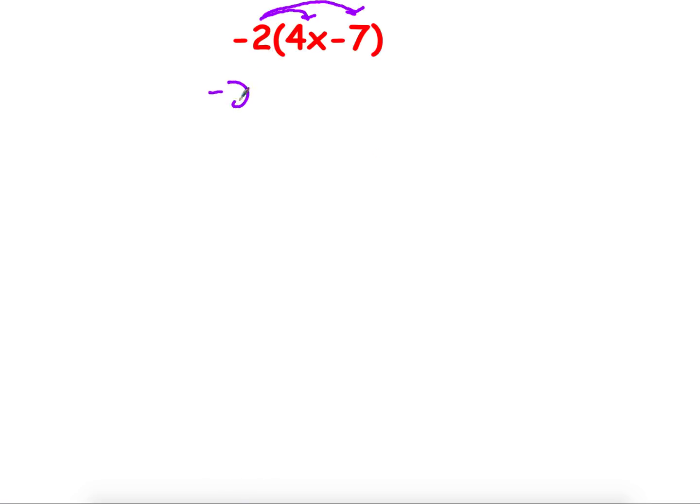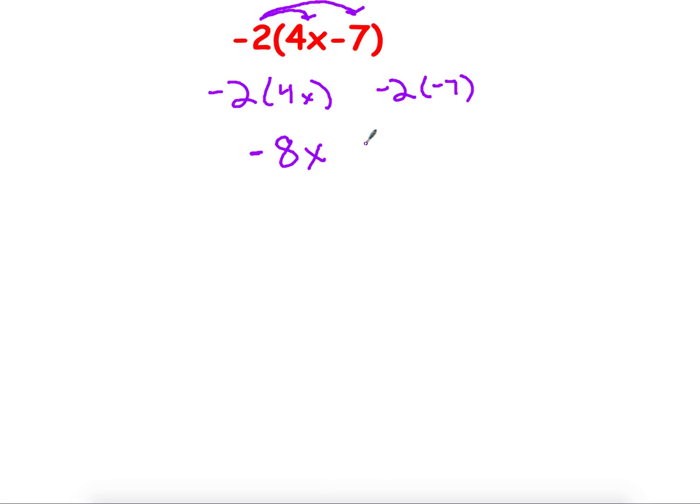So I have negative 2 times 4x, and I also have negative 2 times negative 7. Okay, negative 2 times positive 4x. If I have a negative times a positive, my answer is going to be negative. Negative 2 times 4 is negative 8, and just bring your variable with it.